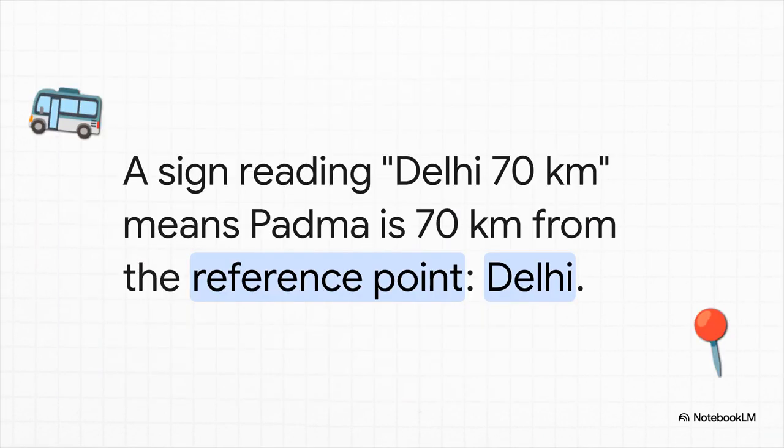Here's a perfect real-world example. So Padma's on a bus, and she sees a sign on the highway that says Delhi 70 kilometers. What does that actually mean? It means that her position, at that exact moment, is 70 kilometers away from the agreed-upon reference point, which is the city of Delhi. That sign would be totally useless without it.